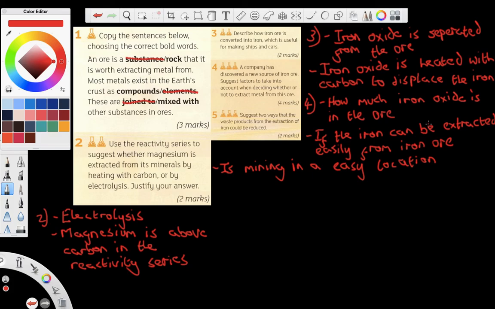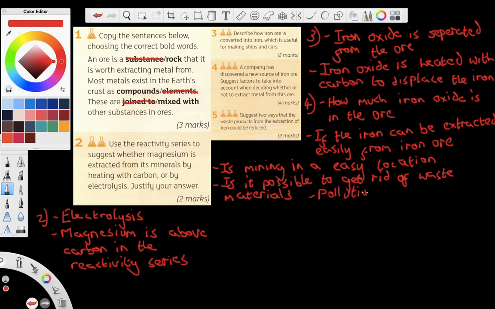And finally, you need to think of, can you get rid of the waste materials? So is it possible to get rid of waste materials? You could have also had pollution. So are there any people around where there's going to be noise pollution? Is there going to be increased air pollution due to moving of mining materials and whatnot?